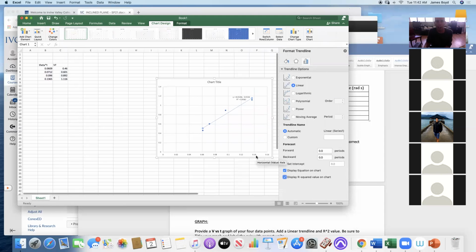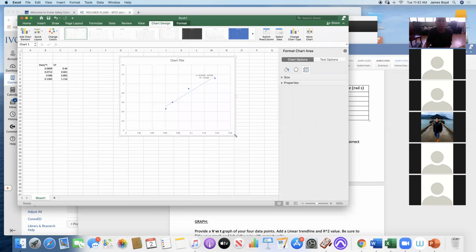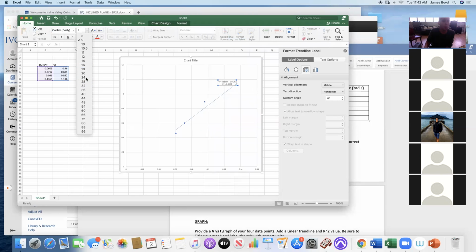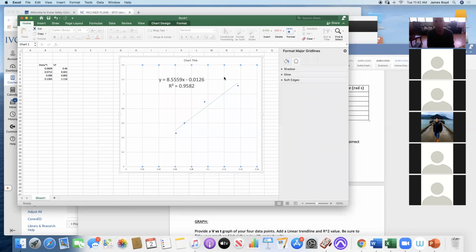My R squared, I can see that this data set kind of sucks. Let me make this really big. So my R squared is pretty crappy. Now, my slope is g, which is V final over theta times t. That should be about 9.81, right? And I see that it's 8.5559.